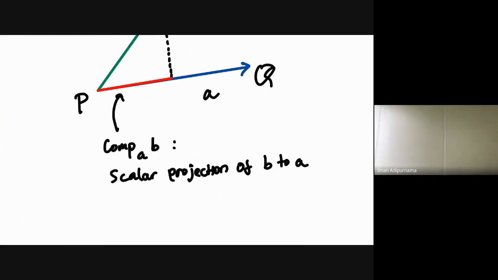Don't get confused. Okay, so component, and then you have A and then B. But how we read this is component or scalar projections of B to A. So the B is the one we are projecting to A. So that's how we are reading these terms. Okay.